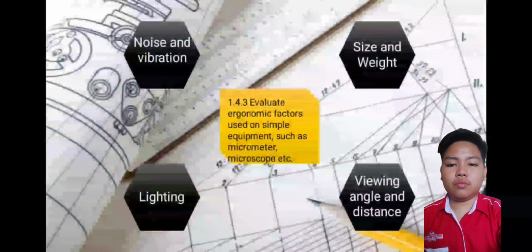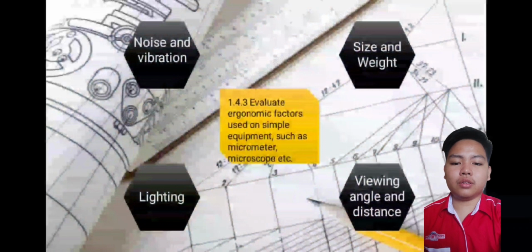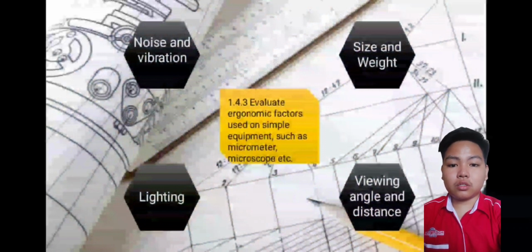Next is the ergonomic factor used on simple equipment such as micrometer, microscope, etc. is size and weight. The size and weight of the equipment should be appropriate for the user to handle comfortably. For example, the size of the microscope should allow the user to adjust the eyepiece and focus knob without straining or contorting their body.